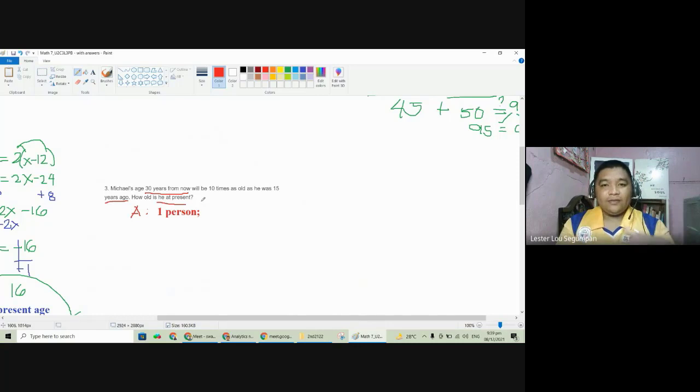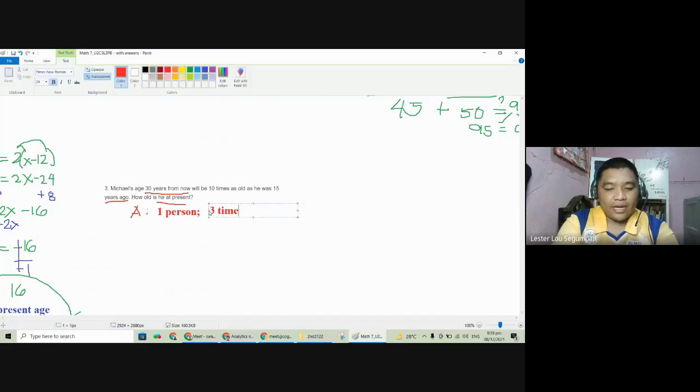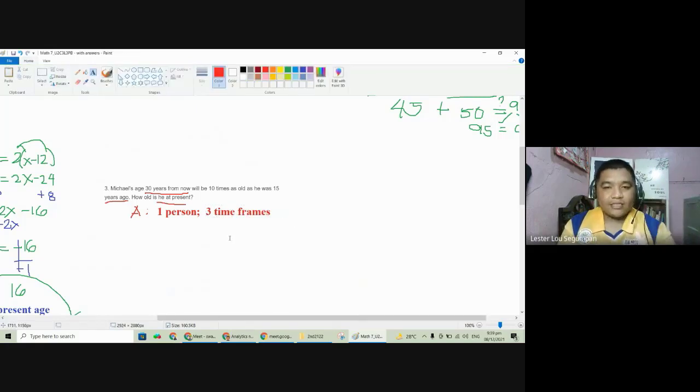So mind you, the difference of this situation to the first two is that yes, it only has one person, but we are dealing with the 3 time frames. By the way, you don't need to worry about that. Just relax because we are still going to follow the acronym action.